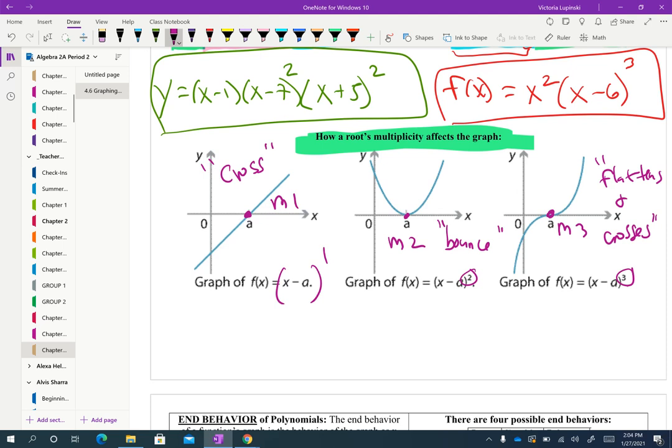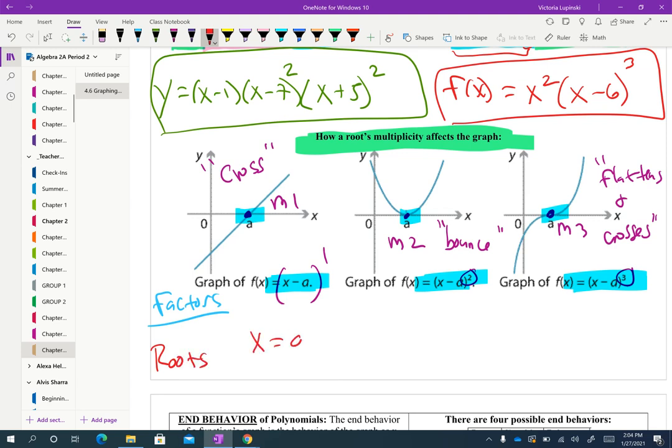You'll see over-exaggerations of this to make sure that you can recognize it, but the best way that I would describe it is that the graph flattens and crosses. So again, these are the key things we're looking for. Does it cross? Does it bounce? Or does it flatten and then cross? Again, just to reiterate, here, x minus a to the first, x minus a squared, and x minus a cubed, those are all the factors. If you were actually solving for the roots, it would be x equals a with multiplicity 1, and then x equals a with multiplicity 2, and then x equals a with multiplicity 3.